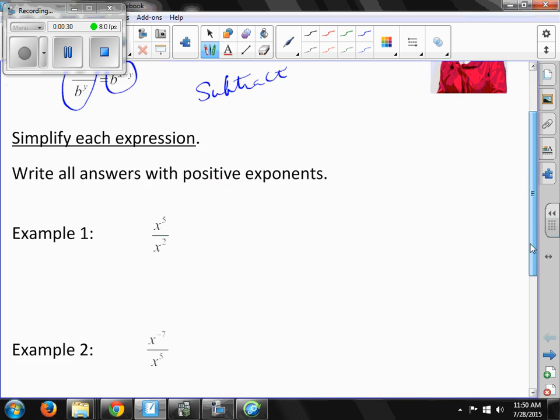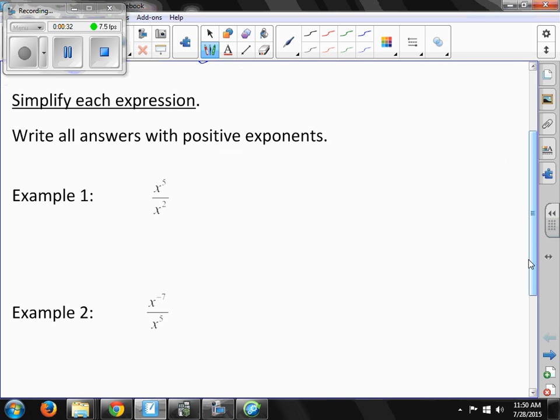Simplify each expression. Write all answers with positive exponents. Now this is a simple subtraction problem. X to the fifth divided by x squared would be x to the 5 minus 2, which would be x to the third.